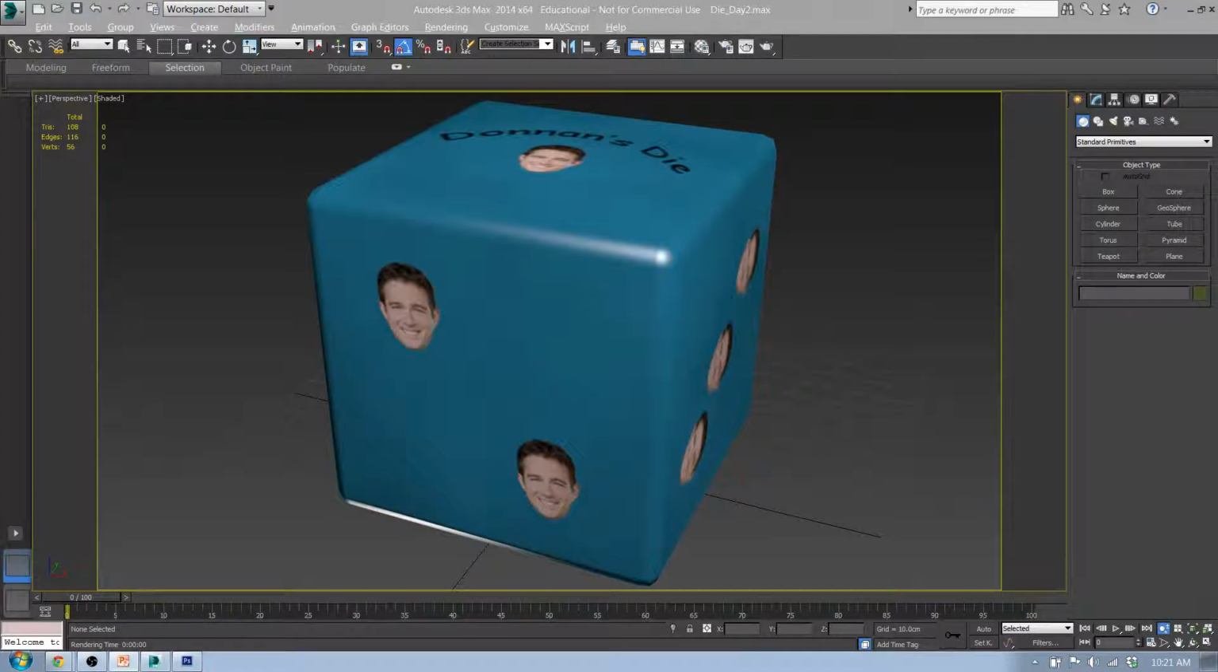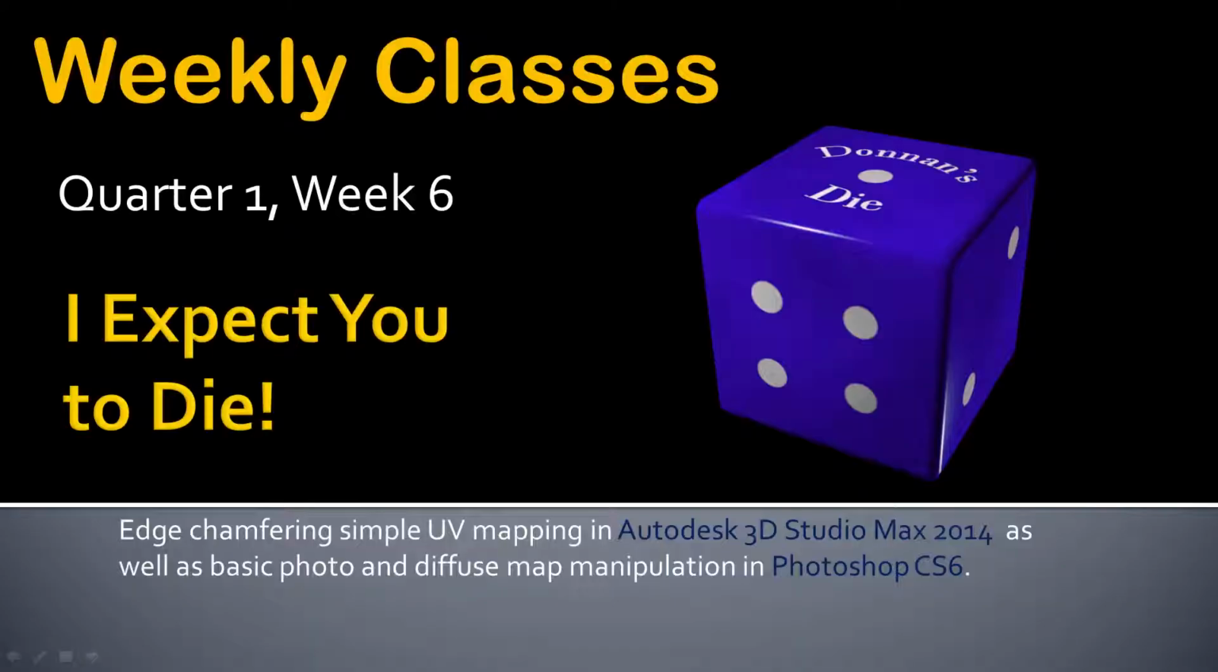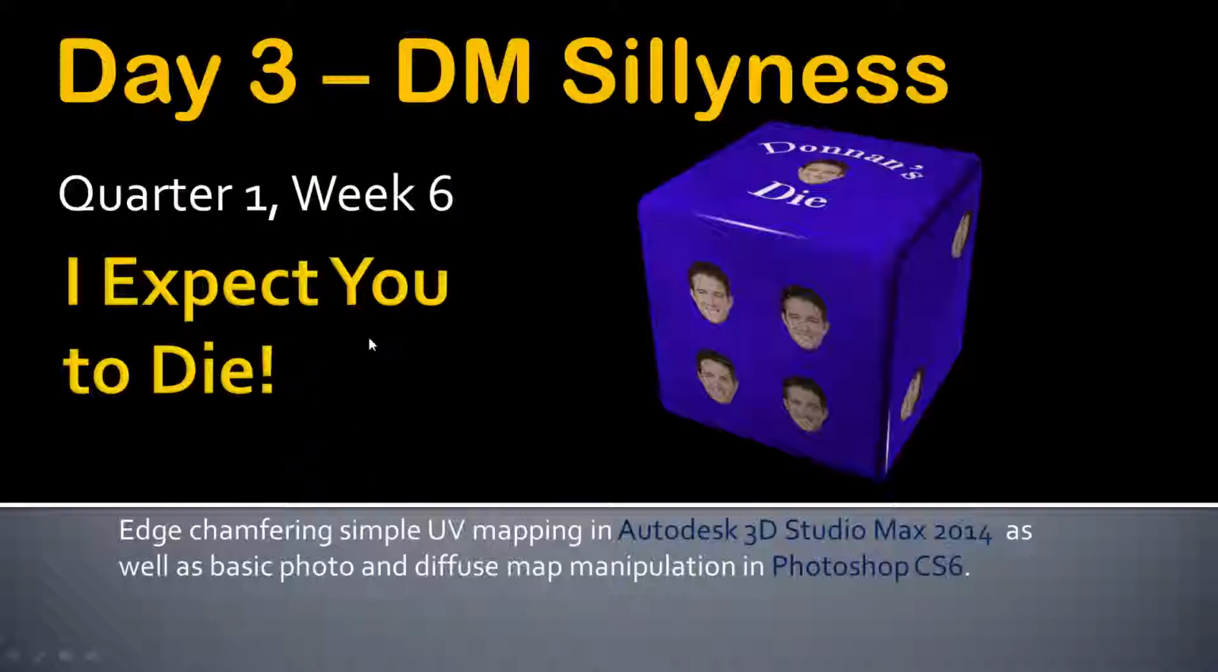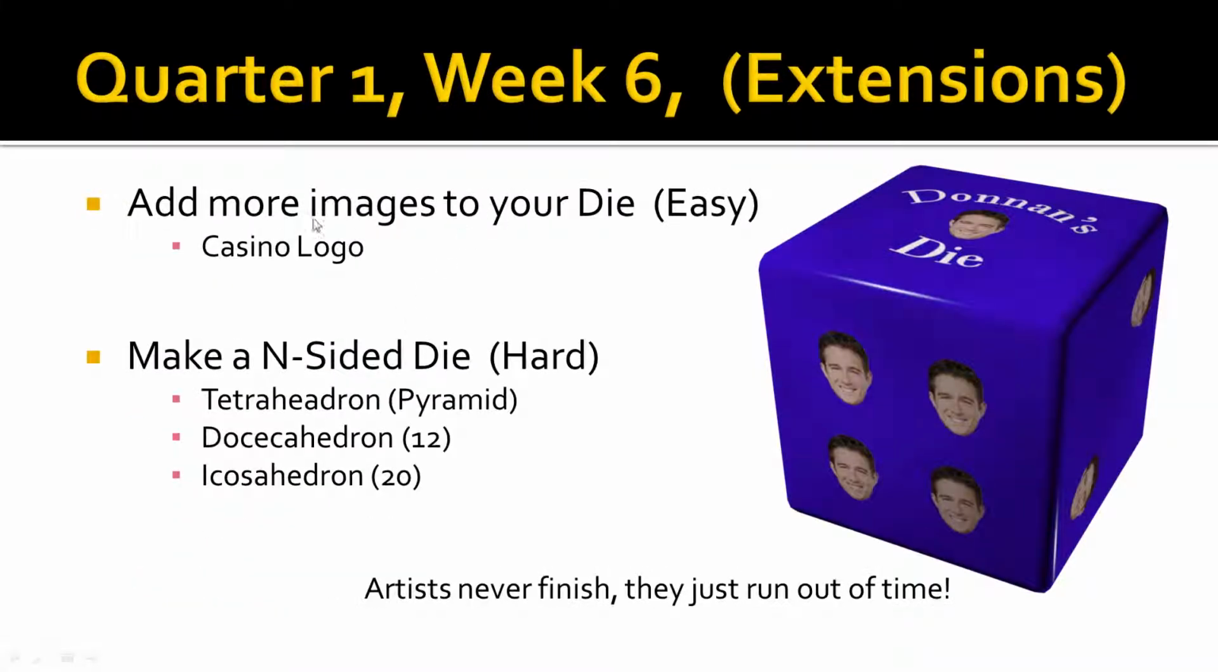If later on, if you want to go on and do some more fun stuff, we're down to silliness. If you want to continue, you can add a casino logo, so you can create like a whole casino logo. You can make an n-sided die, so you change the 6-sided to like a 4-sided, which is a tetrahedron, or a 12-sided, which is dodecahedron, or an icosahedron. For those of you who are into rolling 20s while you play D&D, there you go. Try and do something different.